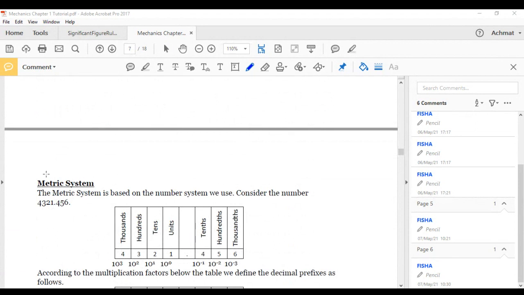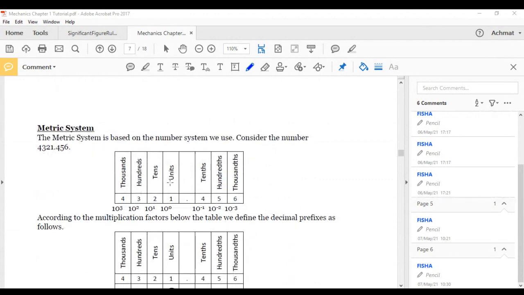When this was introduced, we were looking at the number system. In the number system, as you would have learned at school, let's say you have a number, 4321.456. Here's a decimal point. So these ones here would be your units, your tens, your hundreds, and your thousands. And after the decimal point, that will be a tenth of a unit, a hundredth of a unit, and a thousandth of a unit.